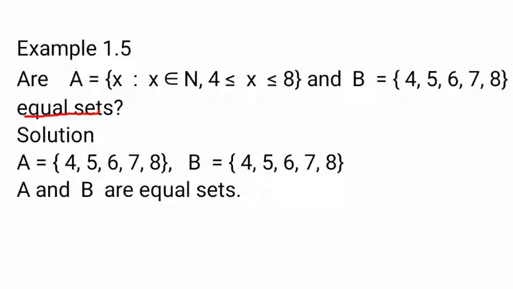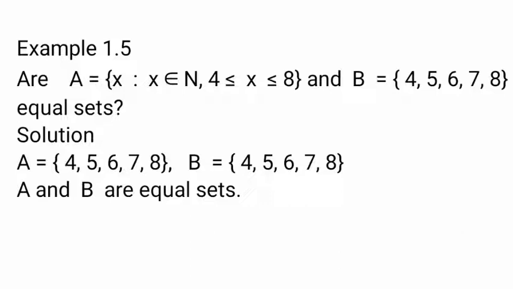Solution. First we will explain the set A. What are the elements of set A? x belongs to N. N means natural numbers. Very good. Next, explain 4 less than or equal to x less than or equal to 8. Therefore the natural numbers are 4, 5, 6, 7, 8. That is set A. And also given that B equal to {4, 5, 6, 7, 8}.